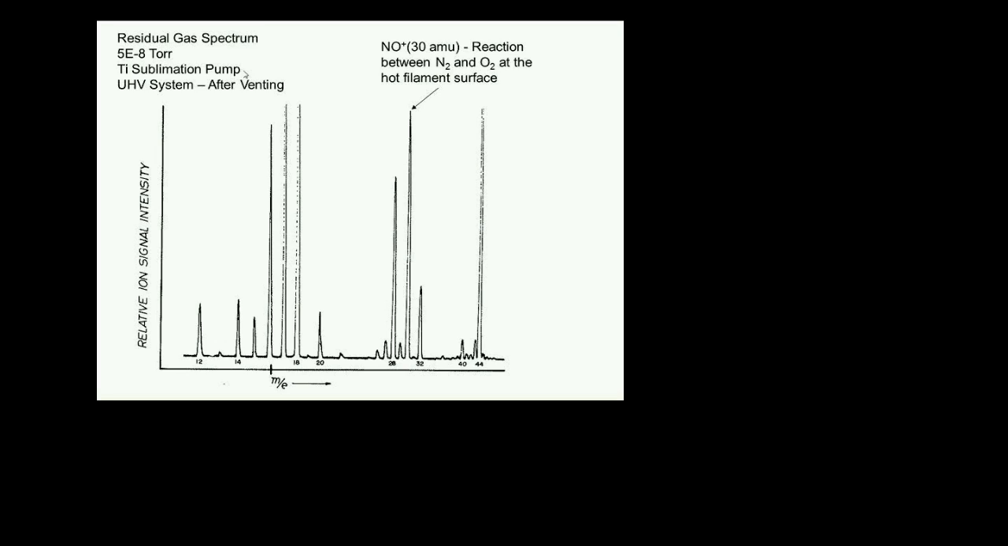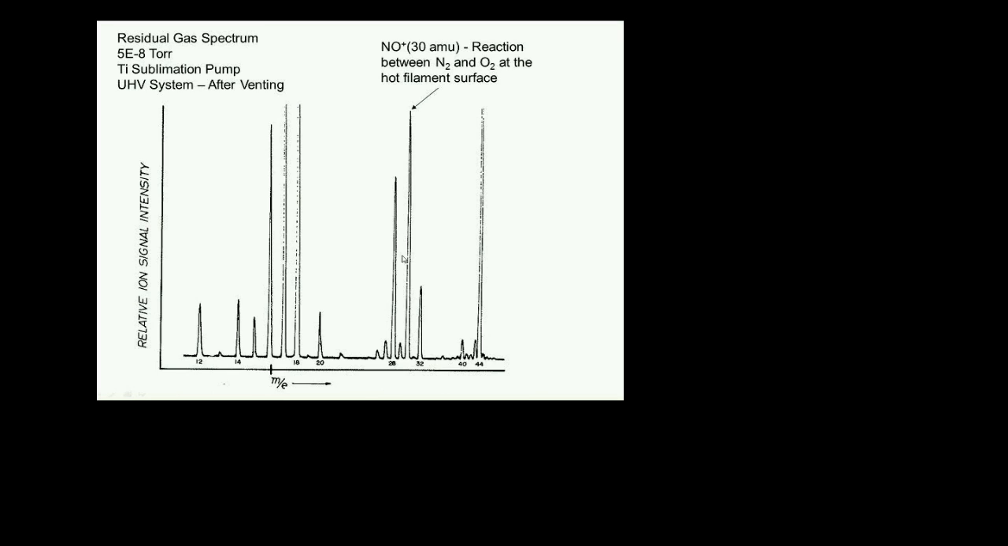In this case, this particular system had an air leak, which I can tell because there is a peak at 28 and a peak at 32 AMU, and we'll talk a little bit more about this. But this 28 peak and this 32 AMU peak tell me that I have air coming into the system, okay?